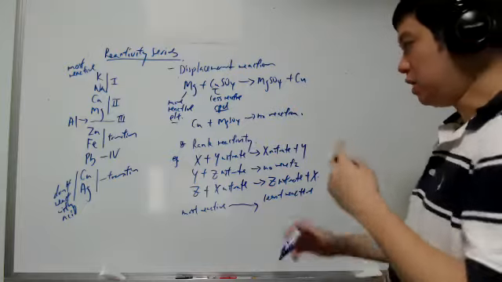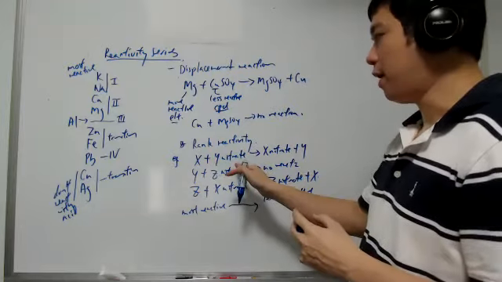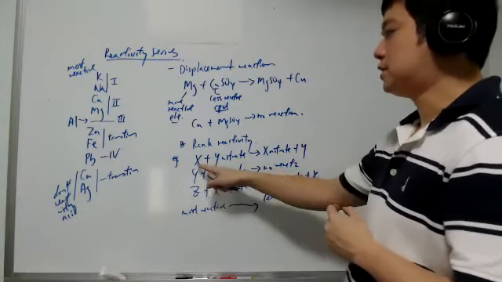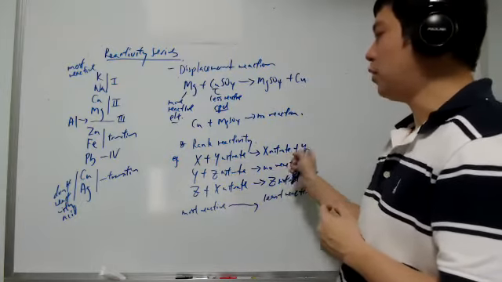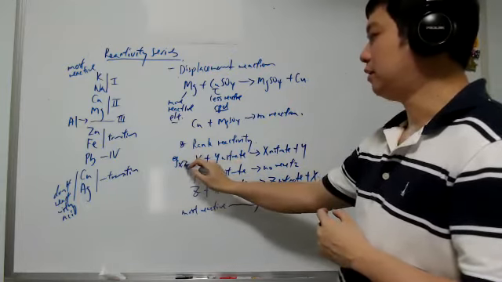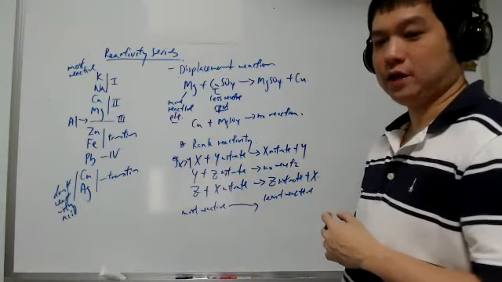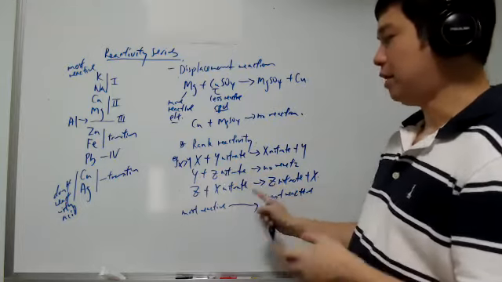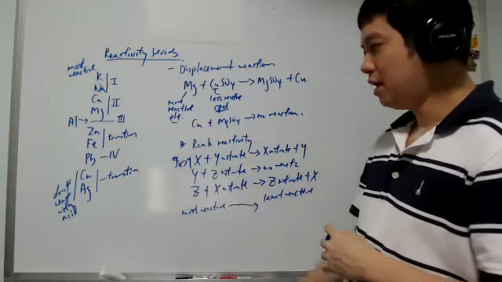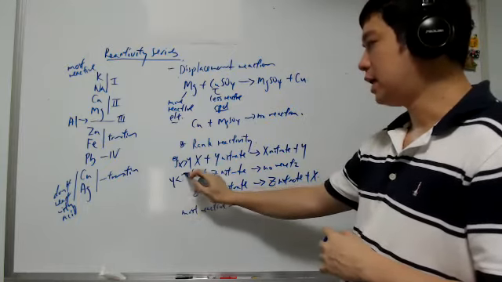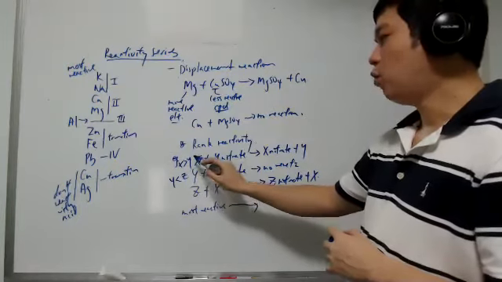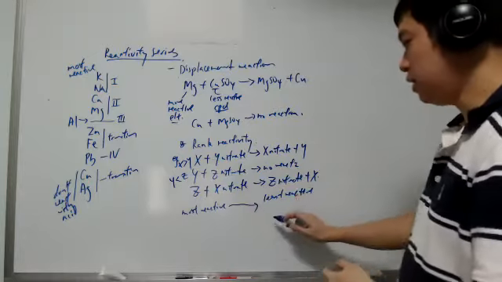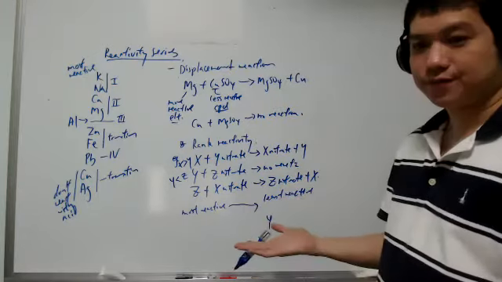Very simple. If the element can displace the one in the compound, it's more reactive. If cannot, means less reactive. So the first equation, X can displace Y, because you get X nitrate and Y, right? So X is more reactive than Y. Then second equation, Y plus Z nitrate, nothing happens. That means Y cannot displace Z, so Y is less reactive than Z. So Y must be the least reactive metal among the three metals.